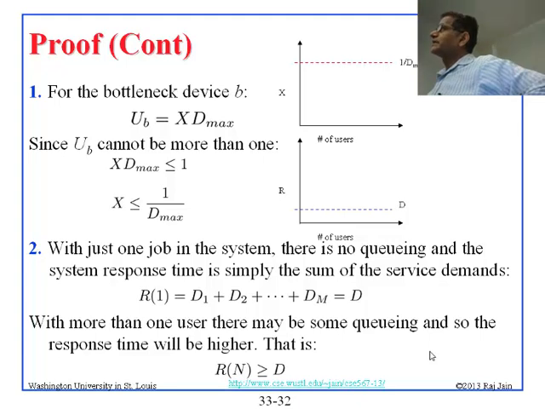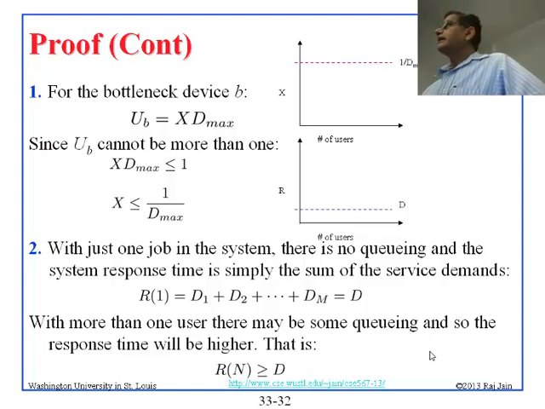Similarly, the system response time has to be at least equal to the sum of the demands on all the devices. So if there is only one user, it will go to device 1, 2, 3, 4, 5, up to M devices. And therefore, the response time with one user is equal to capital D. Capital D is the sum of all the demands. And therefore, you can draw a line here: the response time cannot be less than this line with any number of users. So we got two very easy limits, right?